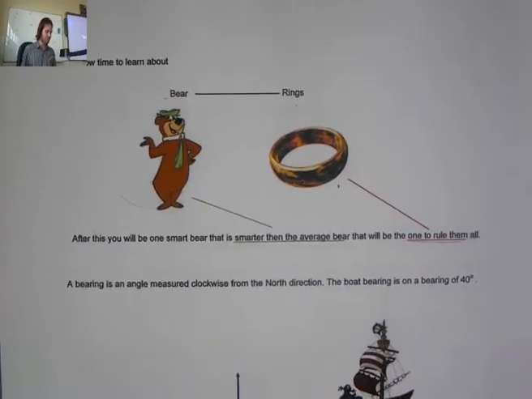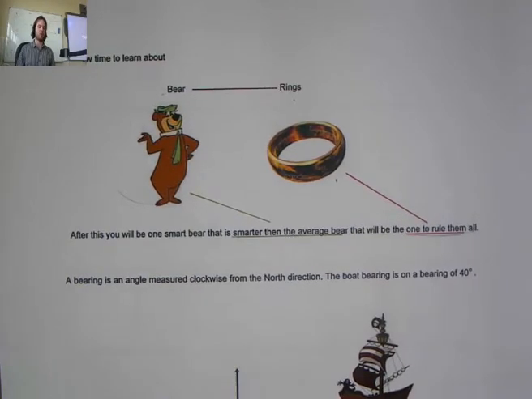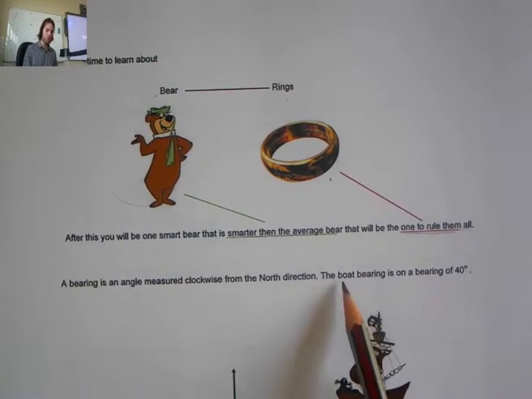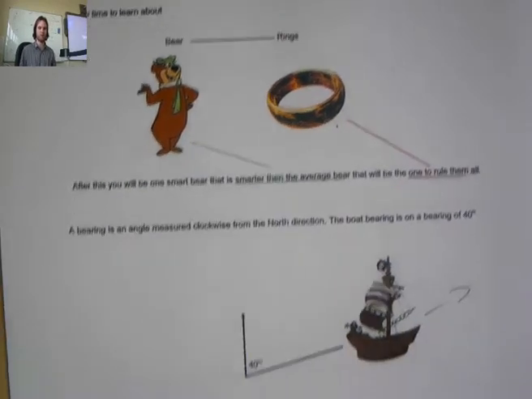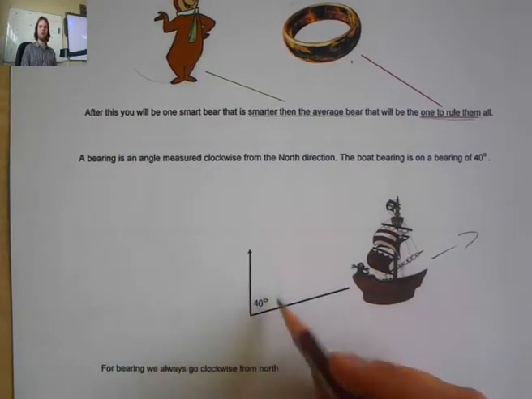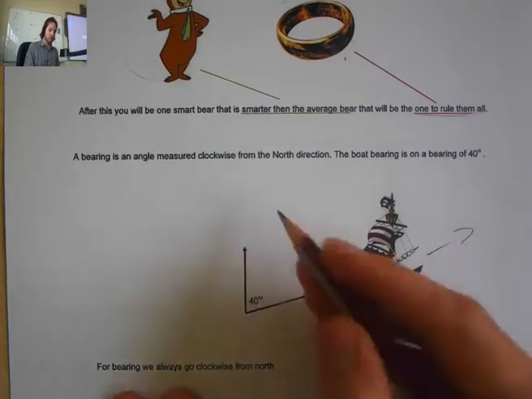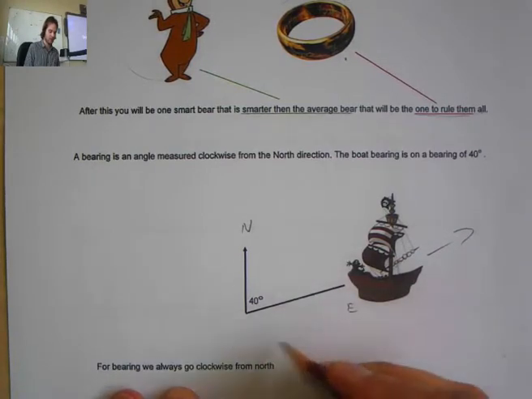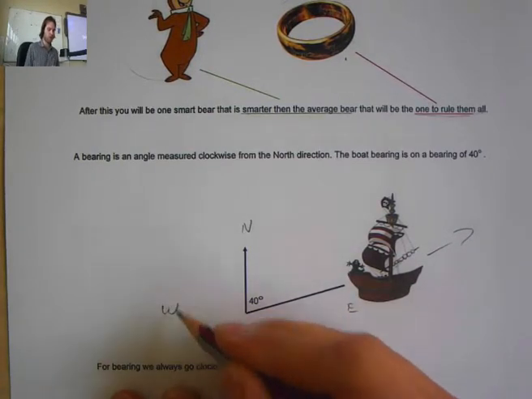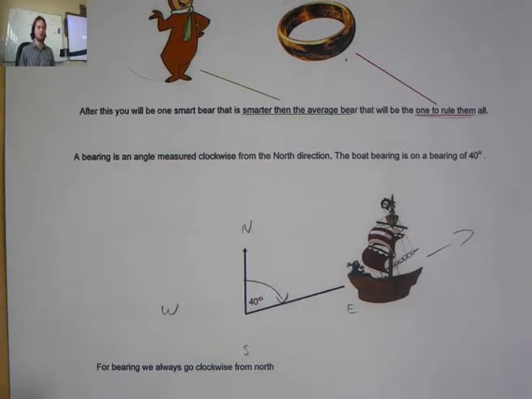All right, so a bearing is an angle measured clockwise from the north direction. So the boat is on a bearing of 42 degrees. Pretend the boat's going that way, not this way. Okay, so we have a boat here that's on a bearing of 42 degrees. It's going that way. Because here's my north, okay? Here would be east, here would be south, here would be west. And it's at 40 degrees. We go from there to there is 40 degrees.